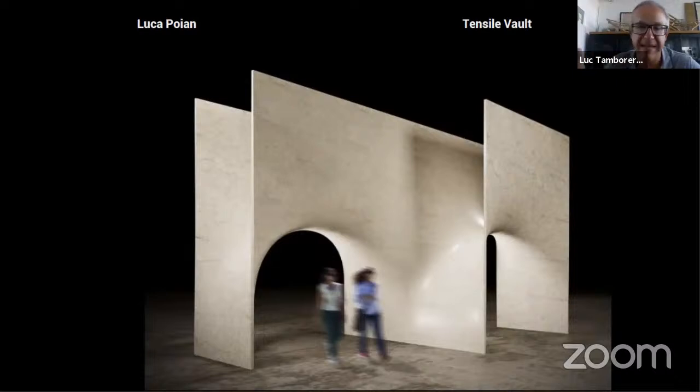This is made by a tensile vault, so the material on that point is used by the architect Luca Poyan to test this best solicitation. As you see here, you have a surface with a flat and tensile structure. You take the flat stone and you mold it on a surface which has no flat origin at the end. It is a tensile one.